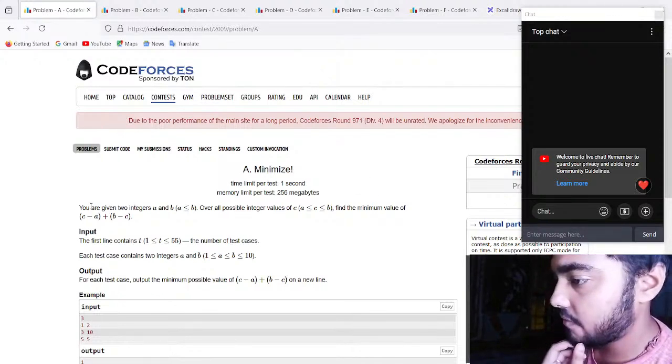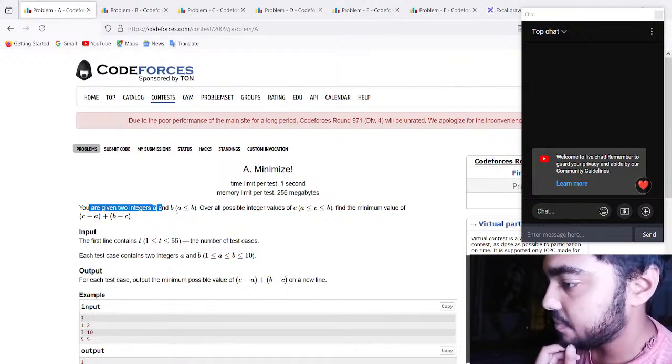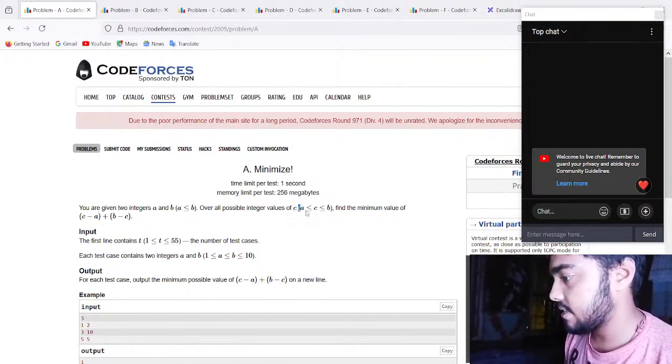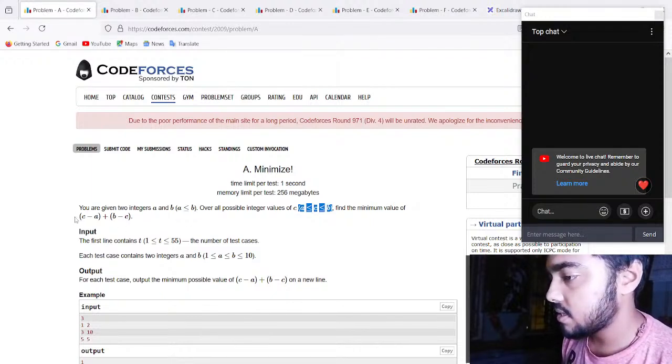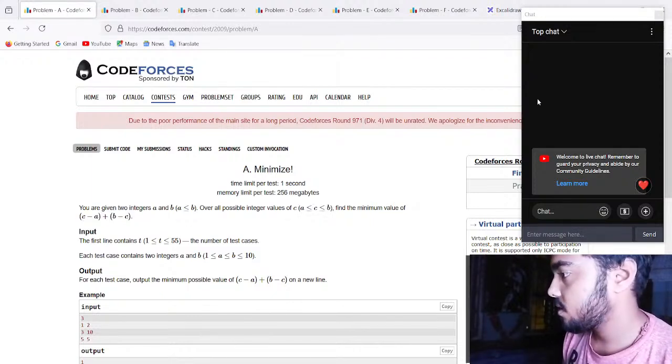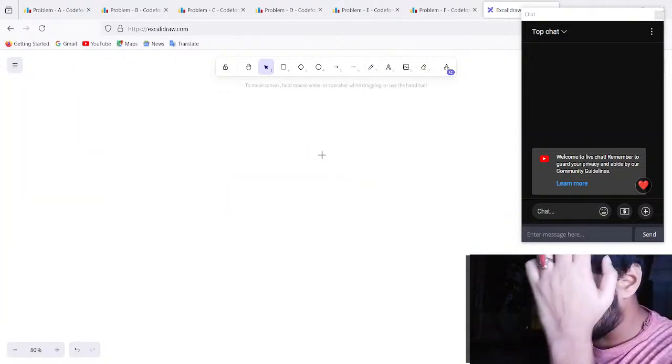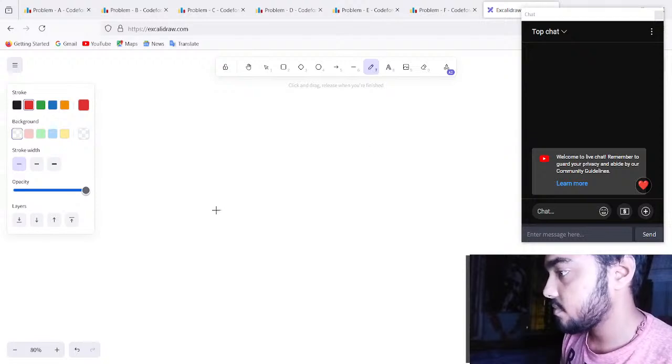Problem A states that you're given two numbers, A and B, and A is always less than or equal to B. For all the possible values of C, where A is less than or equal to C, which is less than or equal to B, you have to find the minimum value of C minus A plus B minus C. So let's get into the explanation, okay?